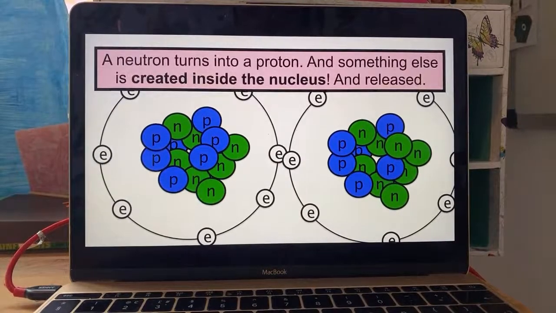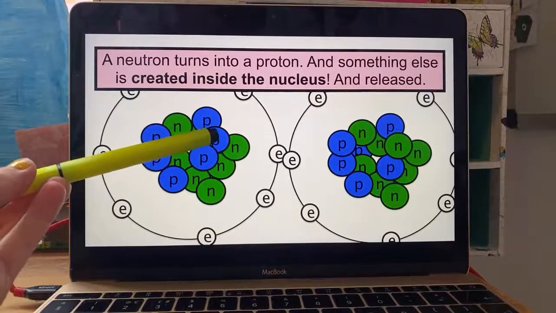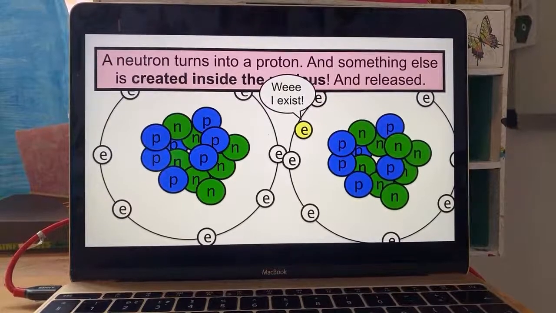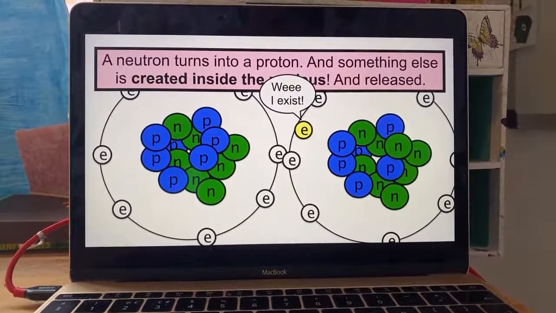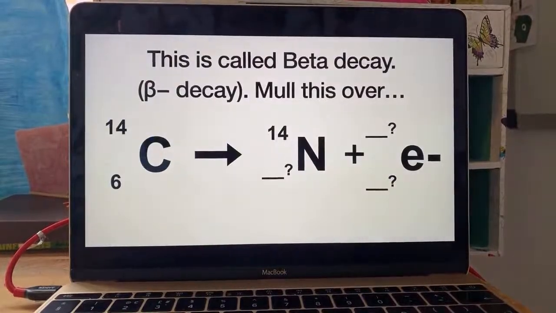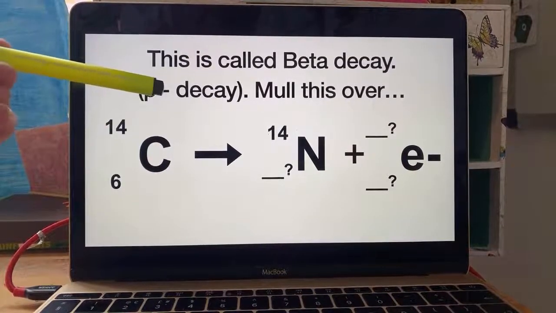Well, something else is created inside the nucleus. What must be created to keep charge the same as before? We've got an extra positive charge that has just appeared. What has to appear with it? Pew! An electron! And that is what happens. An electron just gets made inside the nucleus. An unstable nucleus decays, a neutron changes into a proton, and an electron gets made as well. Awesome. And this is called beta decay, or beta minus decay, technically, because the minus means that an electron is given off, okay?